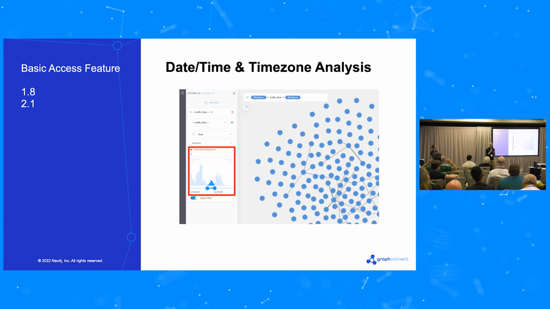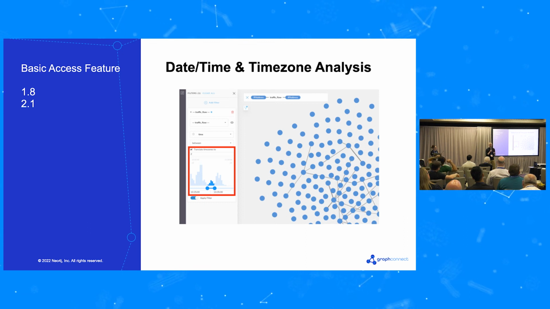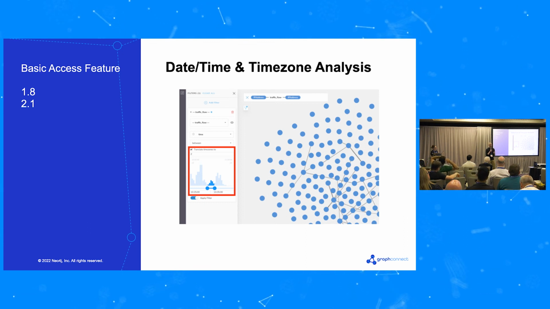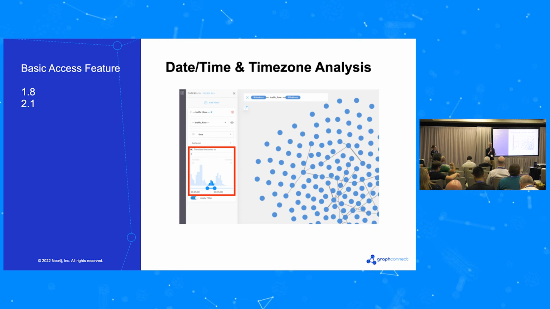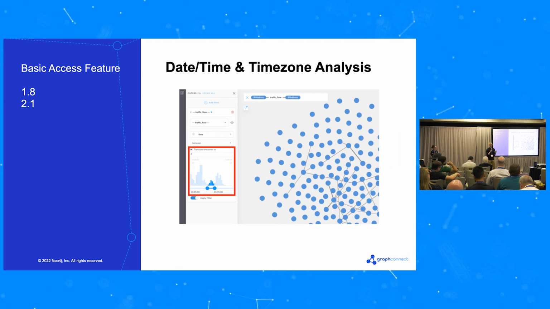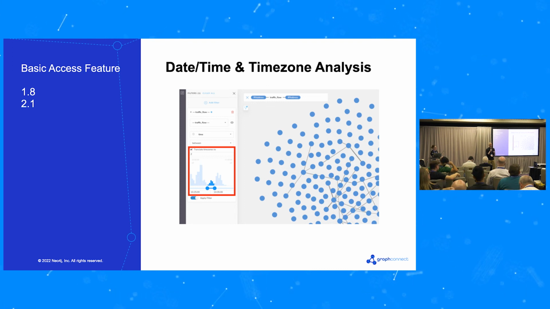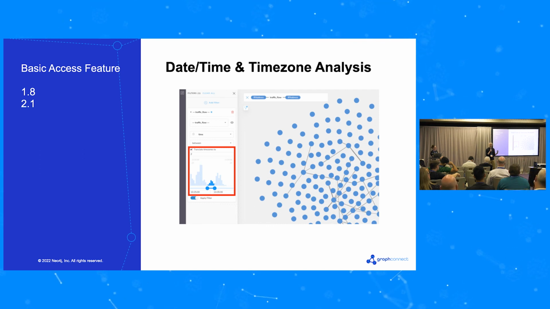Something else you might want to do if you have that kind of data is imagine you have an incident that occurs at 2 p.m. British time, GMT, with some server in your organization. What you want to do is see all of the flows that happened around that time, but all of your flows are in different time zones. So how would you do that?